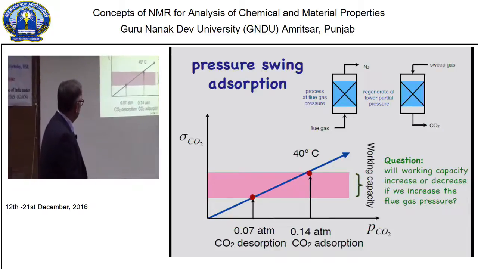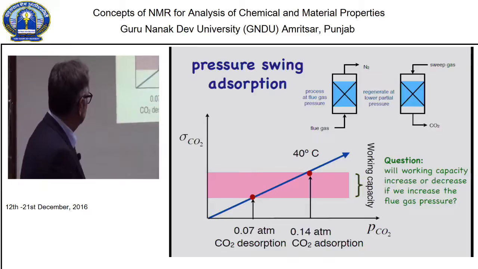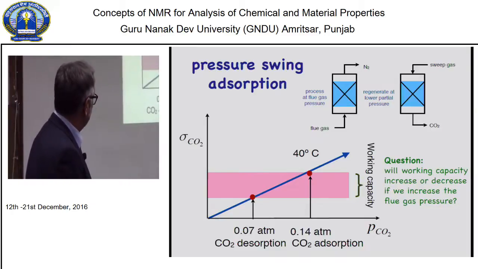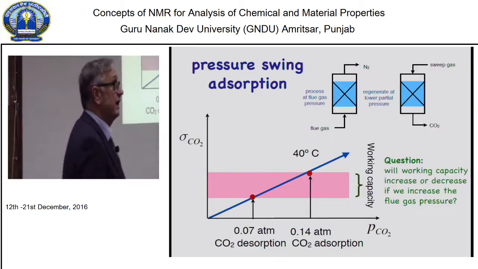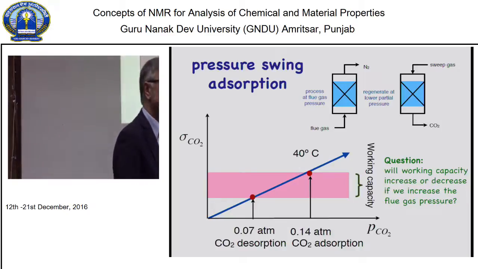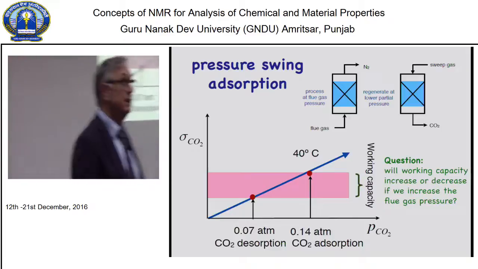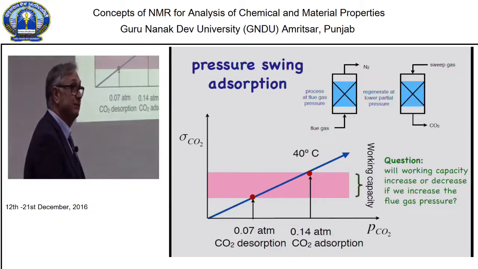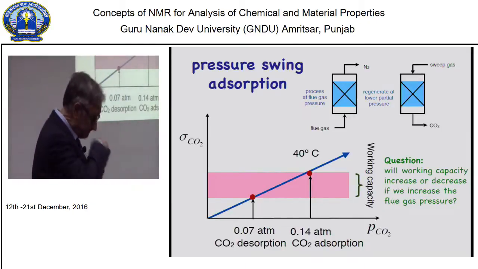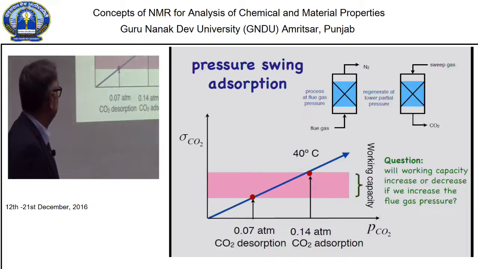So if I have a very small change in pressure, I have a very low working capacity. If I have a very large change in pressure, I have a very high working capacity. But large changes in pressure mean I need big pumps to reduce the pressure. And so there's a trade-off there between the operating costs and the capital costs to make this happen.